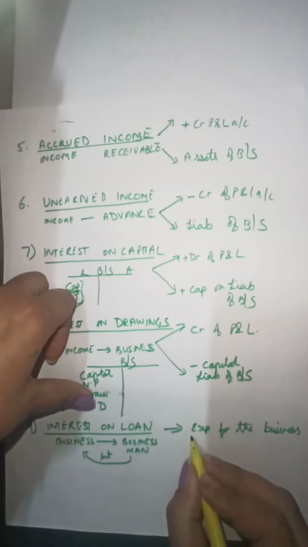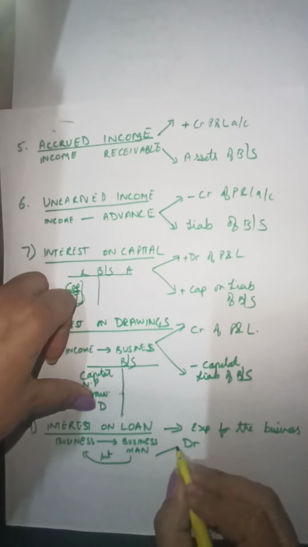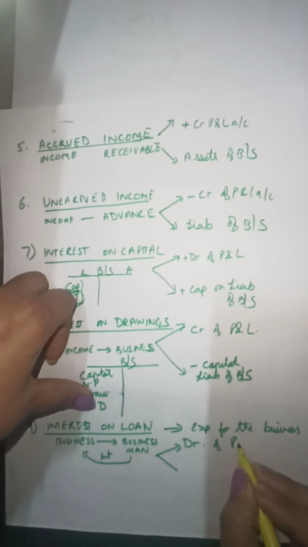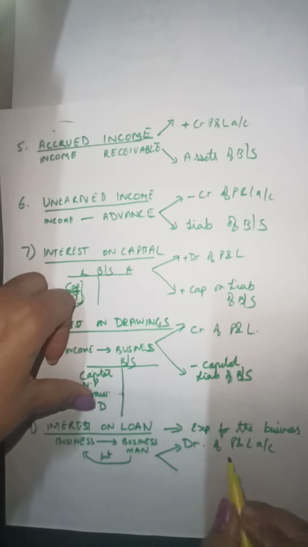And all the expenses are always shown on the debit side. The two effects: first, the debit side of P&L account. Why? Because this is an expense to the business, and then it will be added to the amount of loan on the liability side of balance sheet.